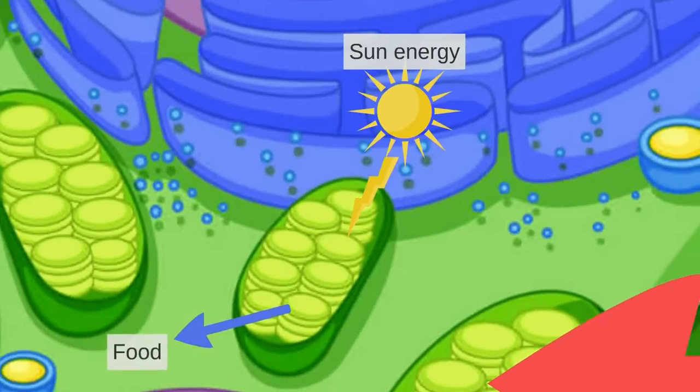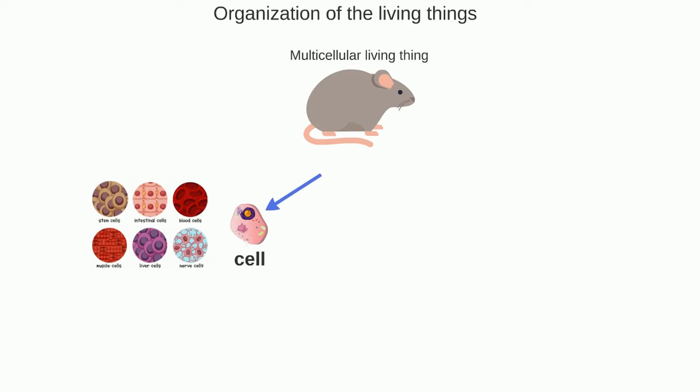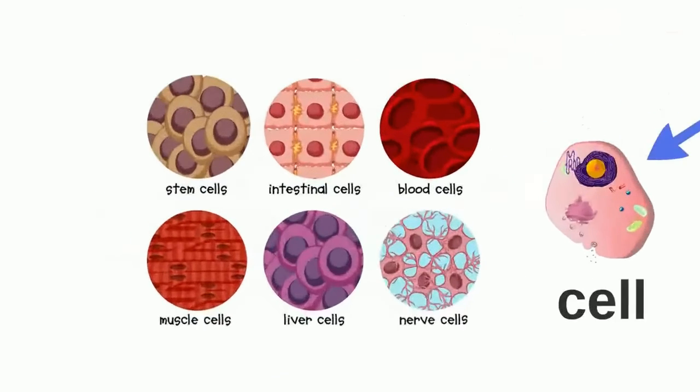We are going to talk about the organization of living things. If you remember, we can classify living things into unicellular and multicellular living things. Let's focus for now on multicellular living things like this mouse. Multicellular living things are made of cells, and this mouse or any multicellular living thing is going to have a lot of different types of cells. So we have specific cells for specific functions.